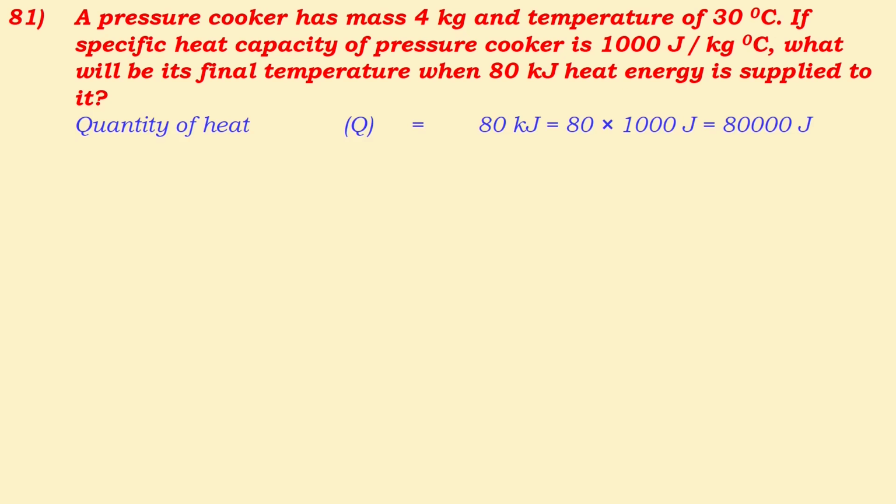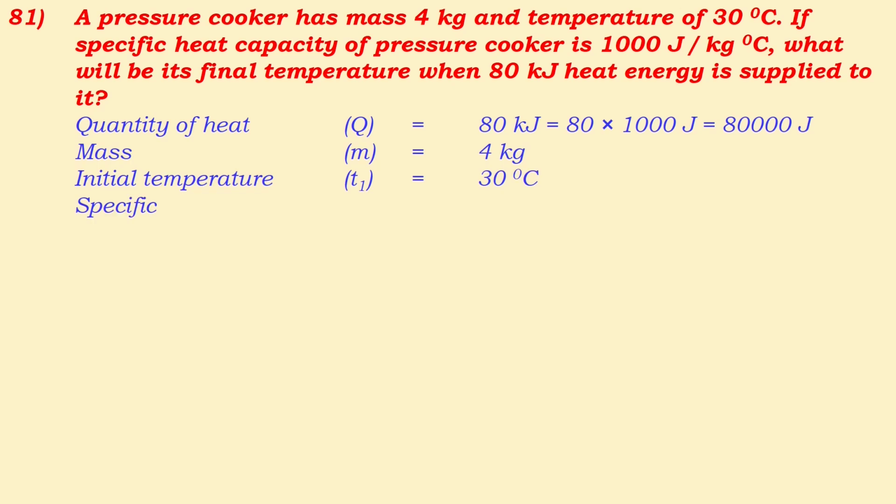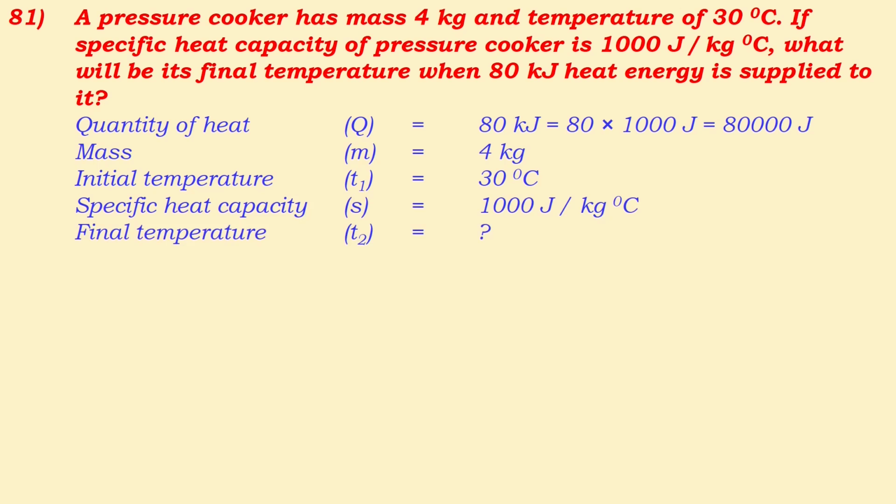Quantity of heat is given, it is 80 kilojoule. Kilo means 1000 times greater than joule. Multiplied by 1000 it becomes 80,000 joule. Mass M is 4 kilogram. Initial temperature T1 is 30 degrees Celsius. Next information, specific capacity is given, 1000 joule per kg degree Celsius, and the final temperature T2 is the question.